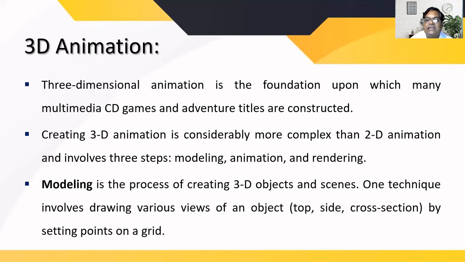Modeling is the process of creating 3D objects, 3D characters or scenes. Here, the technique we use is drawings with different views of an object, meaning top view, side view, and cross-section view. By setting points on a grid, you can have a different shape of a model, a character or an object. That is called modeling.